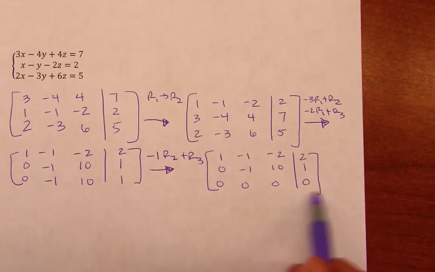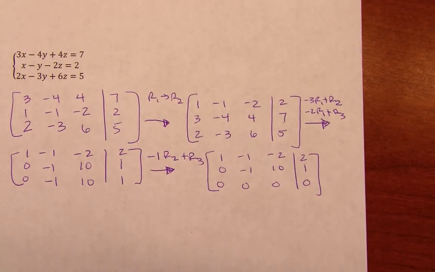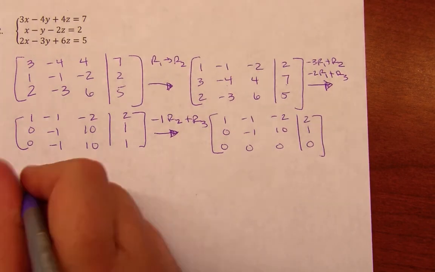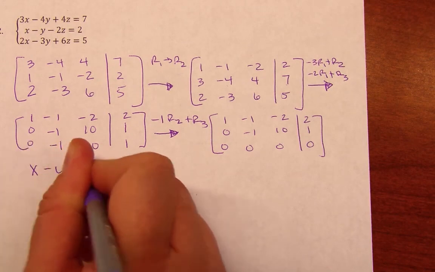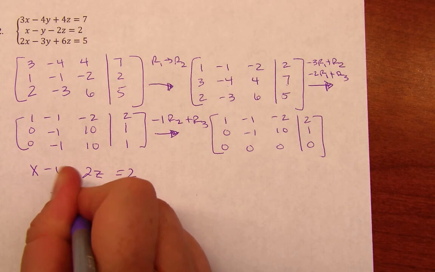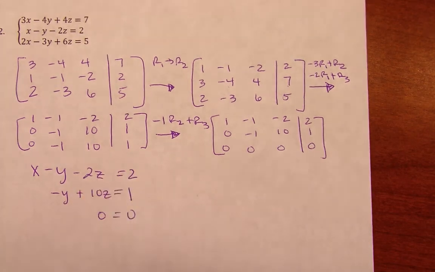Okay, and now we're in that infinitely many solutions scenario. But we still need to go a step further with these. They're not quite as easy as the no solutions. So let's go ahead and write it back as a system. x minus y minus 2z equals 2. Negative y plus 10z equals 1. And then we have 0 equals 0.